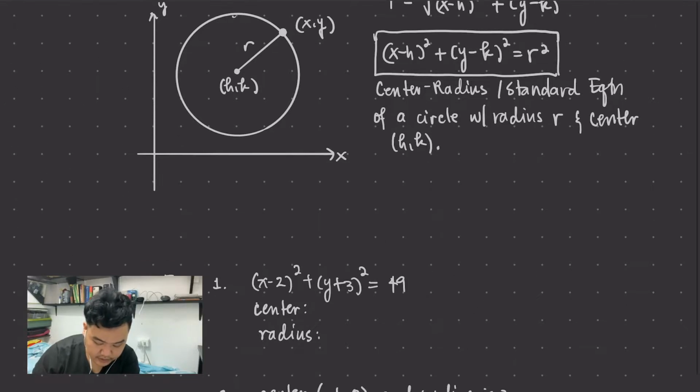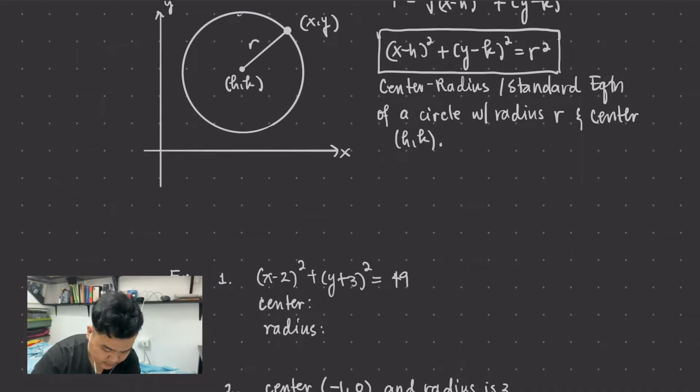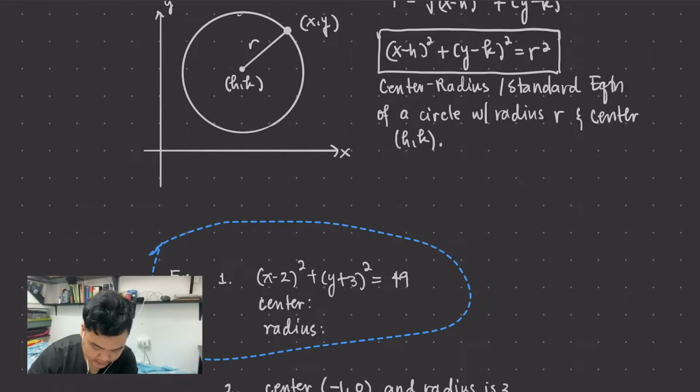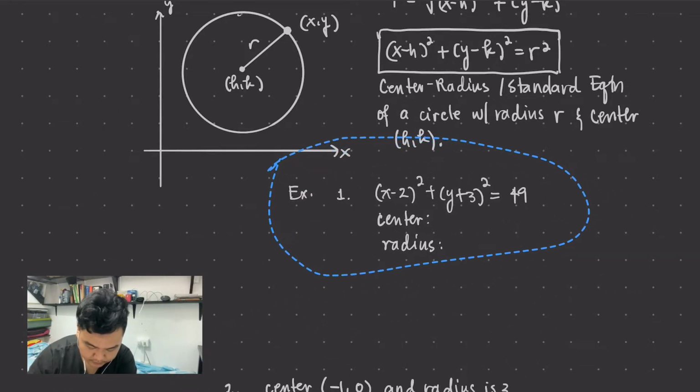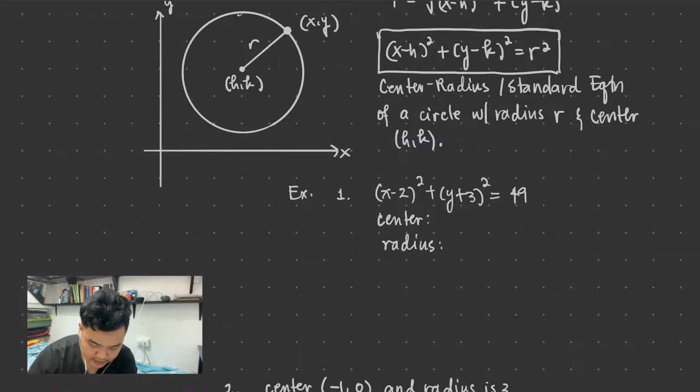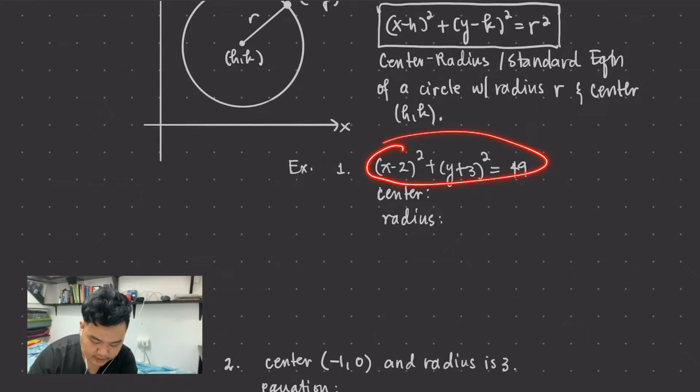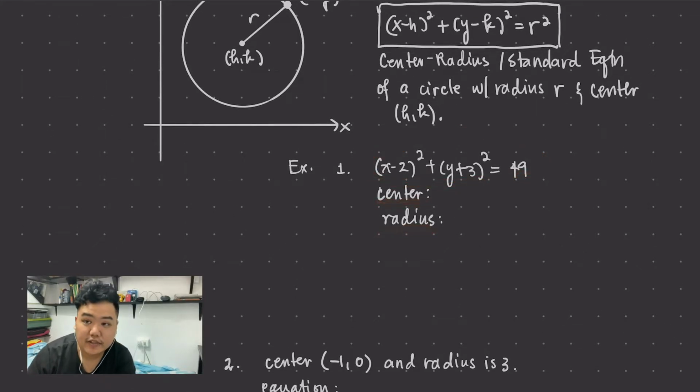So let us do some examples. Example number 1. We have this equation. Let us give the center and the radius of this circle. From here, we can get (h, k). If you negate this, you get h. Negate this, you get k. So our h is 2, k is negative 3. So the center is (2, negative 3).